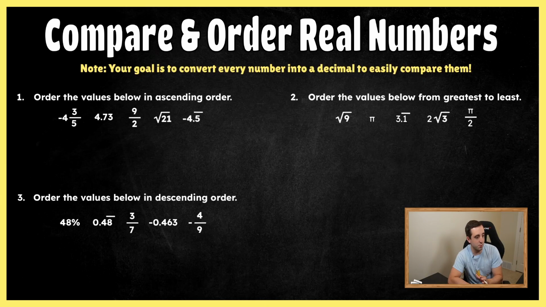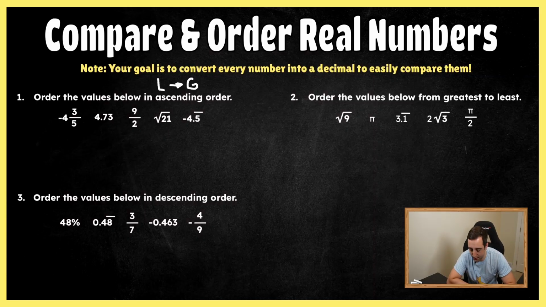So I gave us a lot of space, that's why I moved my camera all the way down to the bottom right here. And now let's take a look at number one and see if we can order these values below in ascending order. Now, if you're not sure what ascending means, that means from least to greatest or smallest to largest. So I'm just going to jot that above the word ascending. So least to greatest.